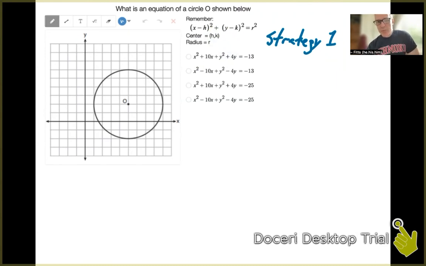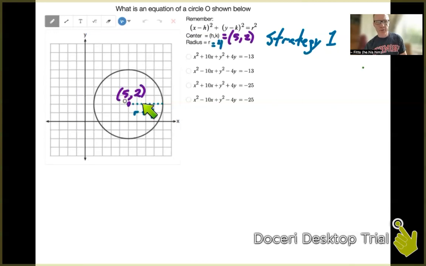So strategy one would be, well, I want to get the equation of this circle into this form. And notice that these equations here are not in the same form as this. This looks just like the Pythagorean theorem, right? It's like a squared plus b squared equals c squared. These do not look like that. So let's take a look. Well, the one strategy I have is going to expand the circle equation to make them look similar.